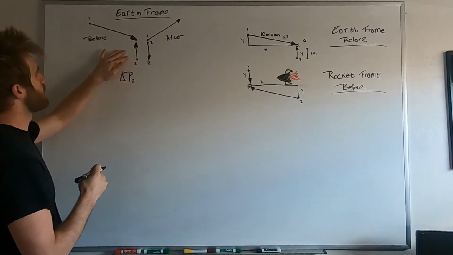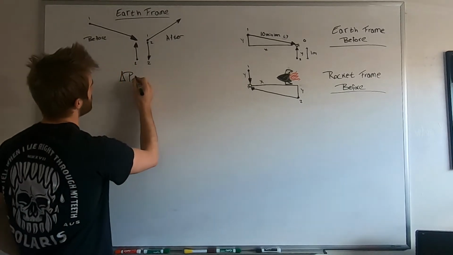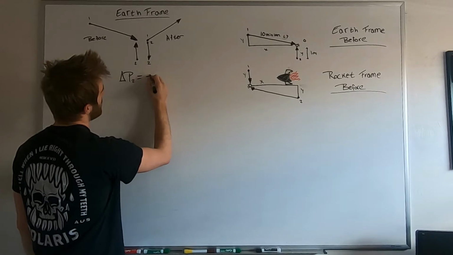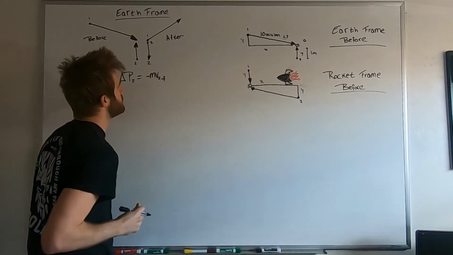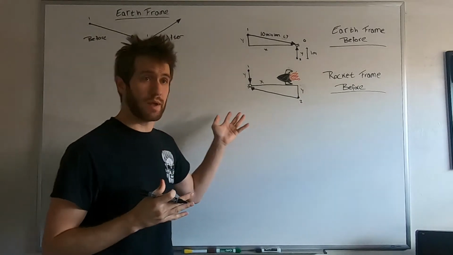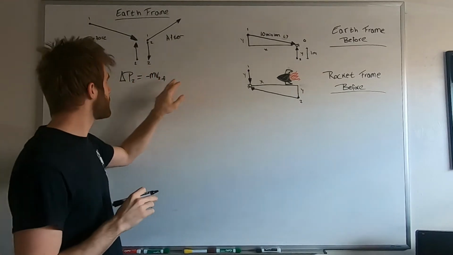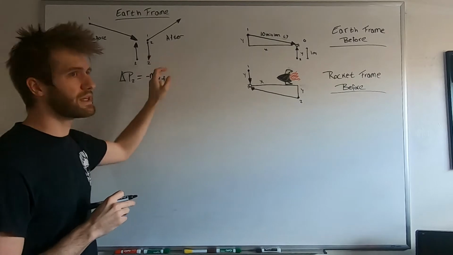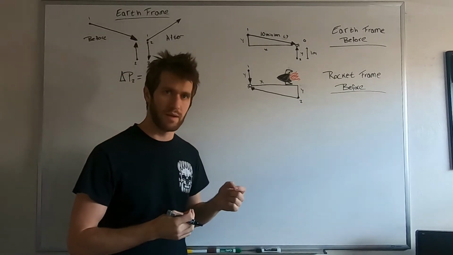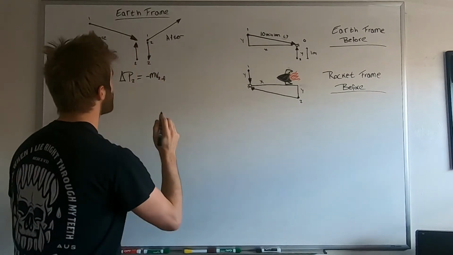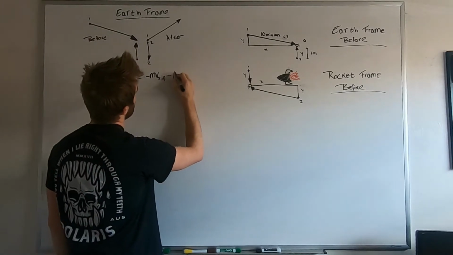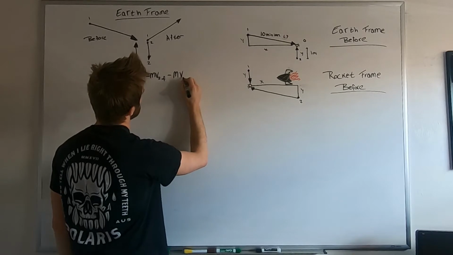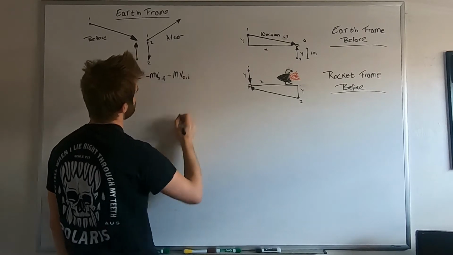So delta p is going to be equal to minus mv sub 2 in its final state, right? Because final minus initial, but it's negative because, as you can see here, it changes directions. We have to account for that with a negative sign. So we're going to be subtracting from our initial. We're going to have minus mv sub 2 initial, right?